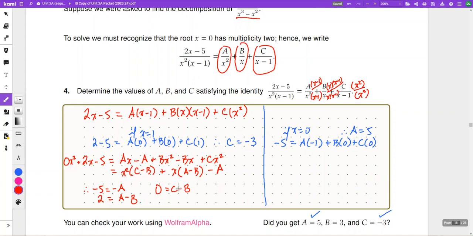The coefficient of x squared would be 0. Well, if 0 is equal to c minus b and c is equal to negative 3, then b has to be equal to positive 3. So what does that mean?